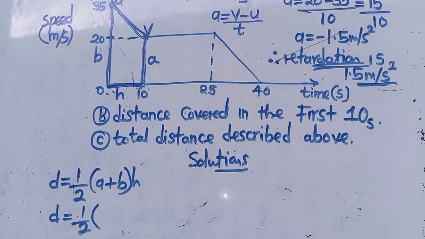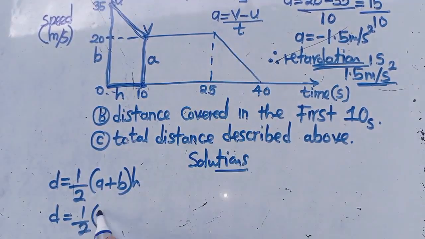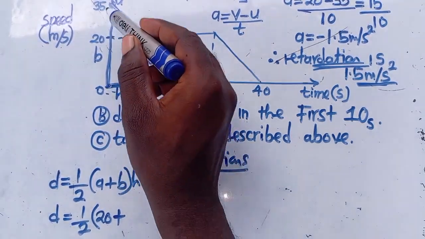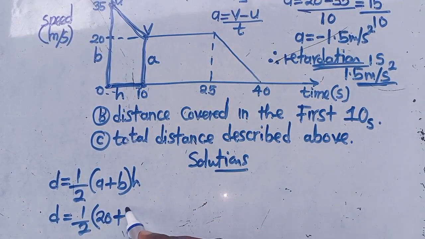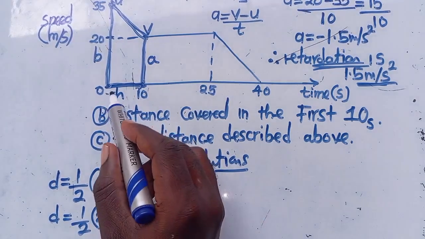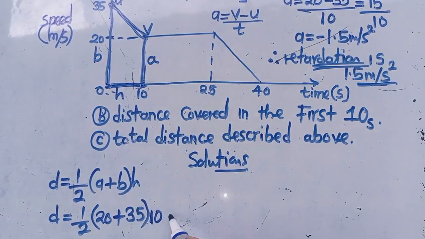I say like this. Then I'm going to say, what is my A? From here up to there, that is 20, plus, what is my B? From here up to there, what answer am I getting? 35. So I put 35 there. What is my H? Height. 0 and 10. In between there, you've got a 10.